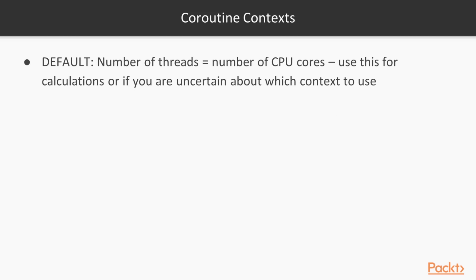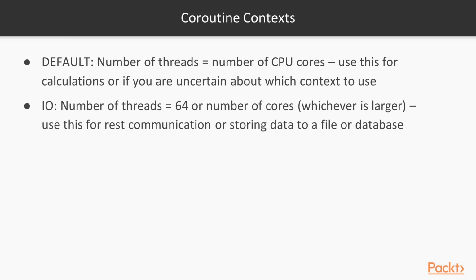Coroutine context. A context is a pool of threads, and there are some contexts built into the framework. The first one is called Default. The number of threads equals the number of CPU cores. Use this for calculations or, if uncertain, which context to use. The IO context is used for REST communication or for storing data to a file or database. And the number of threads is 64 by default, or the number of cores, whichever is largest.